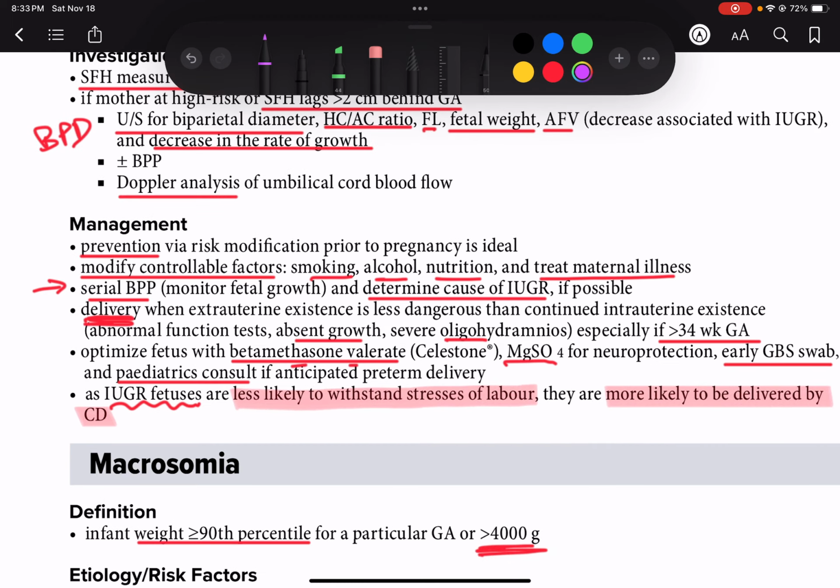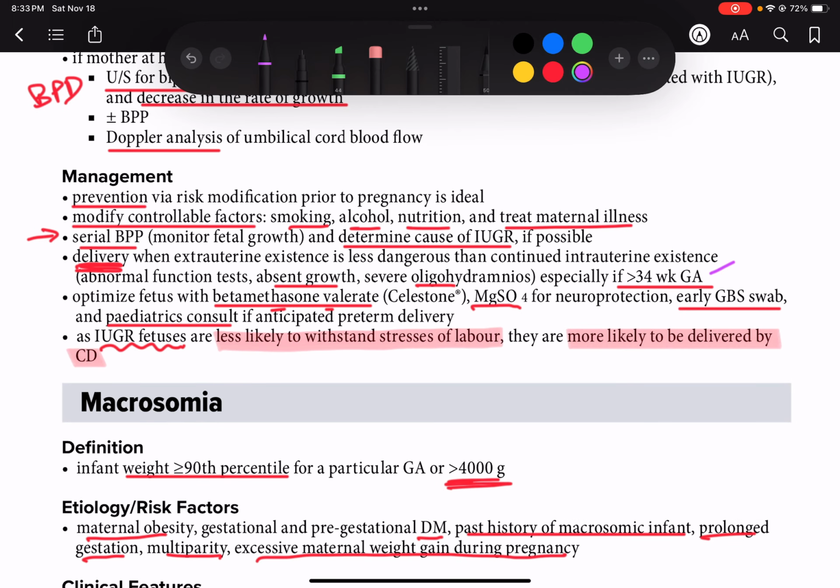And we are going to go for delivery if extrauterine existence is less dangerous than continuing the pregnancy, if there's absent growth, or if there's severe oligohydramnios. Then we're going to prefer delivery, especially after 34 weeks. So how are we going to do that before delivering? Of course, we're going to make sure we're giving antenatal corticosteroids and magnesium sulfate for neuroprotection.